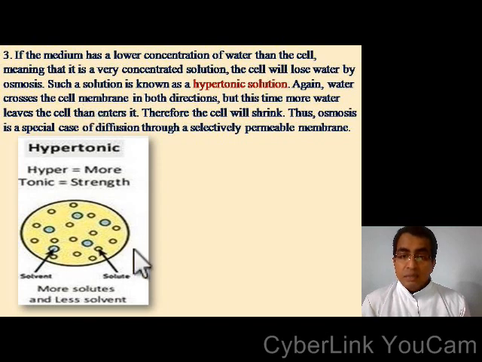Again, water crosses the cell membrane in both directions, but this time more water leaves the cell than enters it. Therefore, the cell will shrink. Thus, osmosis is a special case of diffusion through a selectively permeable membrane.